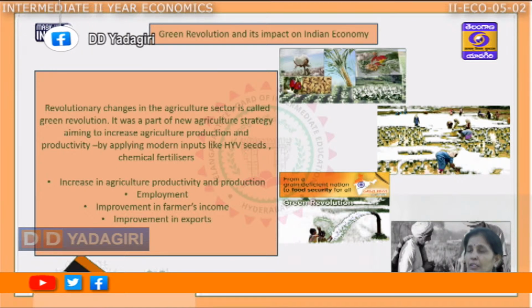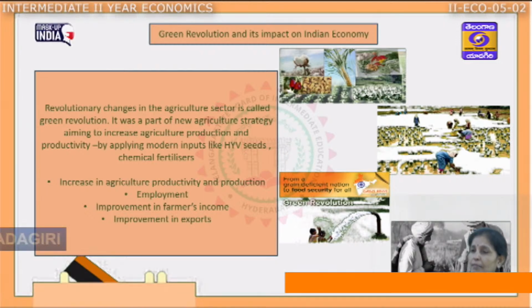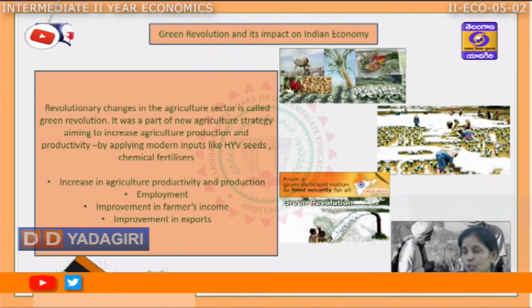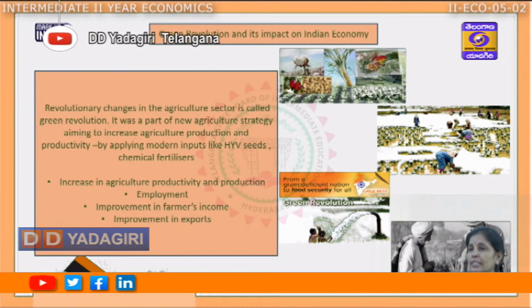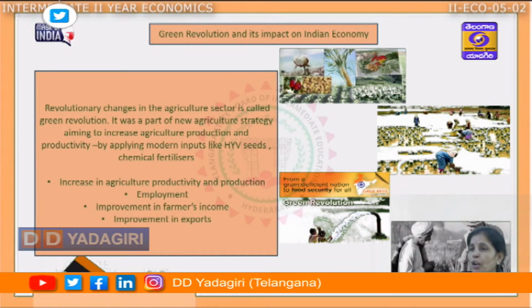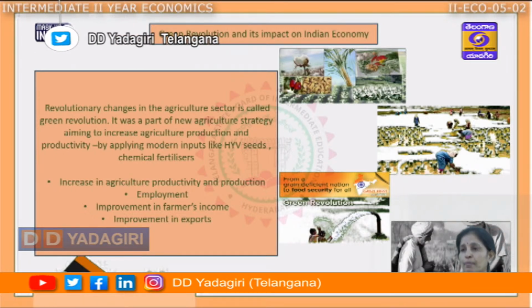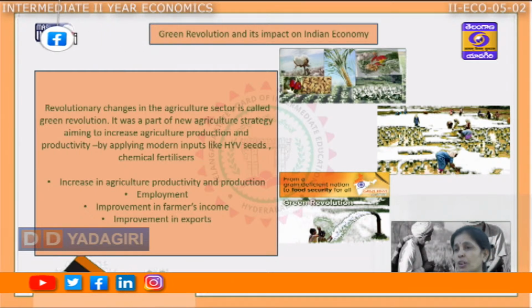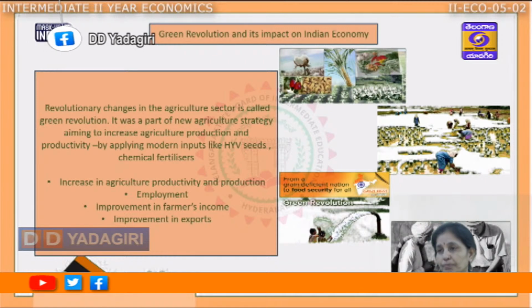To sum up, the Green Revolution is a part of the new agriculture strategy, that is, revolutionary changes in the agriculture sector, emphasizing increased productivity and production, creating more and more employment opportunities, increasing the economic returns to the farmers, and playing a very important role in the exports of our agriculture.